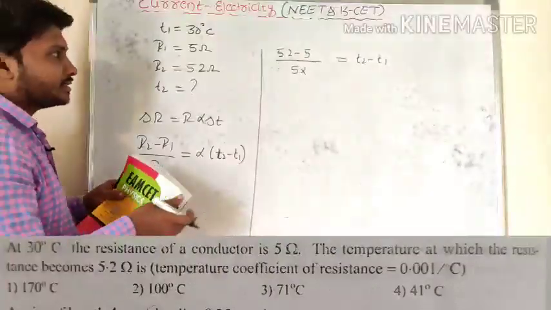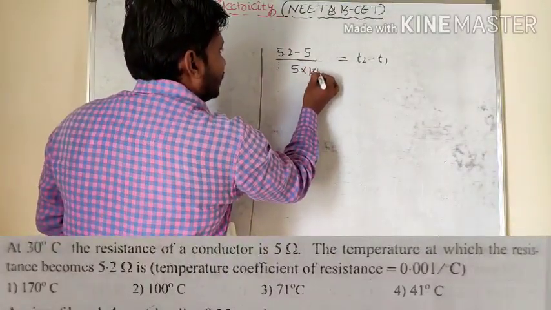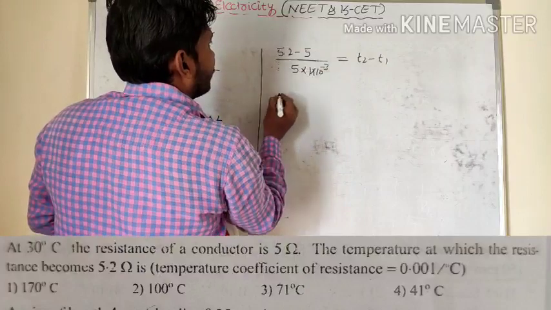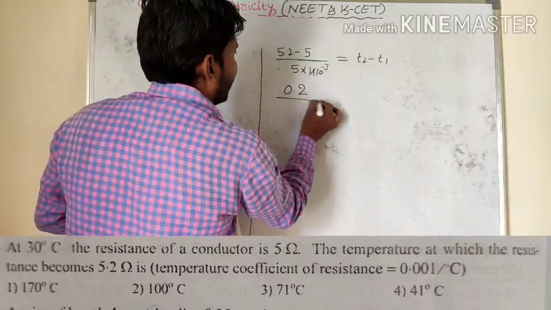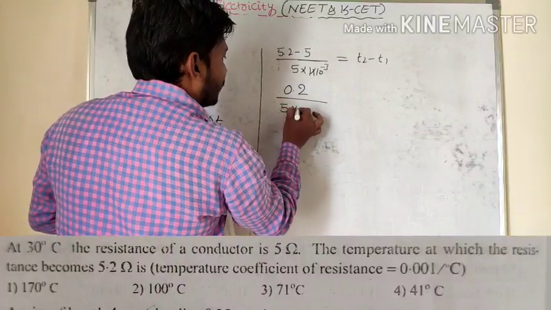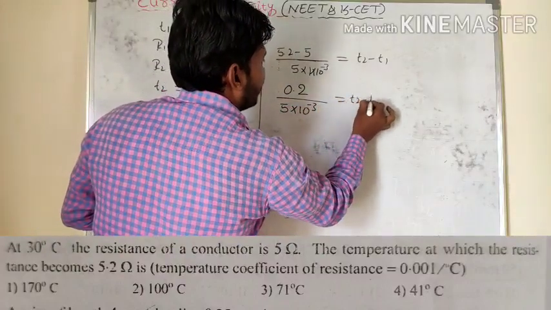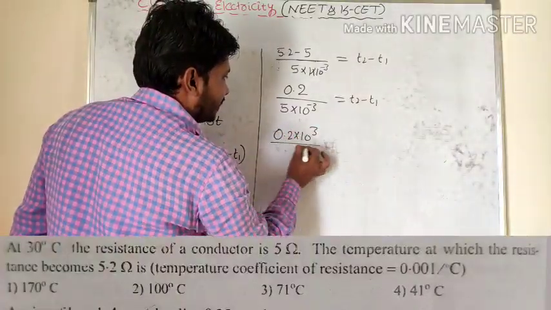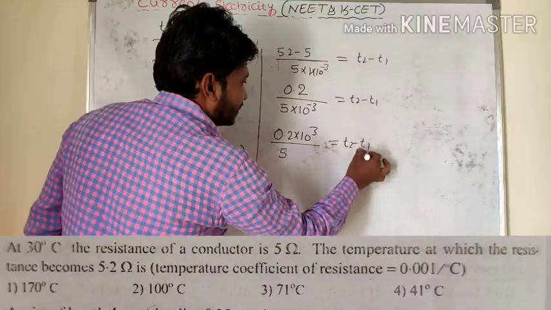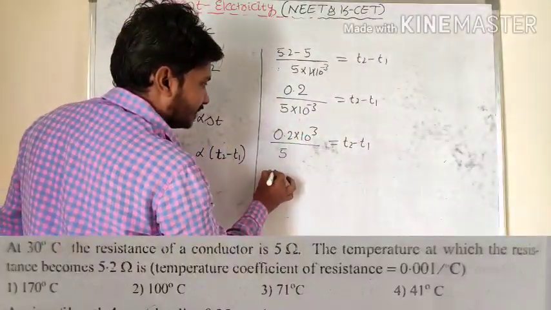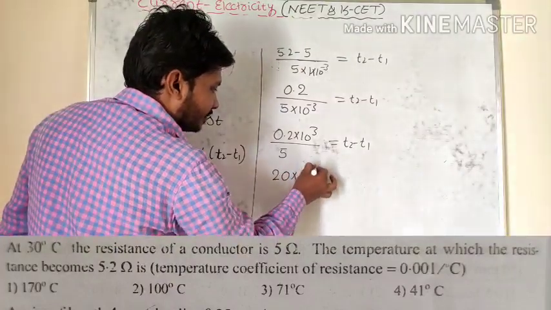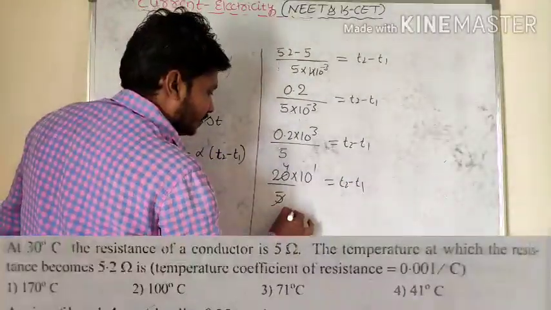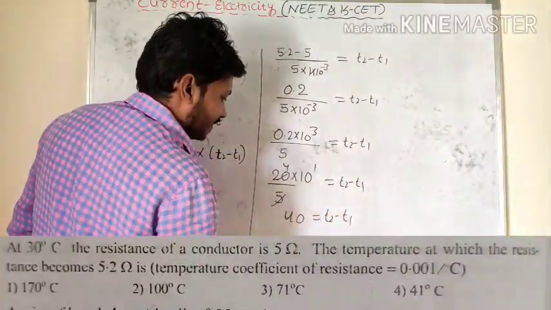0.01 here, so 0.01 means 1 into 10 to the power of minus 3 here. So 5.2 minus 5 divided by 5 into 10 to the power of minus 3, into T2 minus T1. So 0.2 into 10 to the power of 3 divided by 5, T2 minus T1. Shall I write this as 20 into 10 to the power of 1 divided by 5, T2 minus T1? So 40 is equal to T2 minus T1.